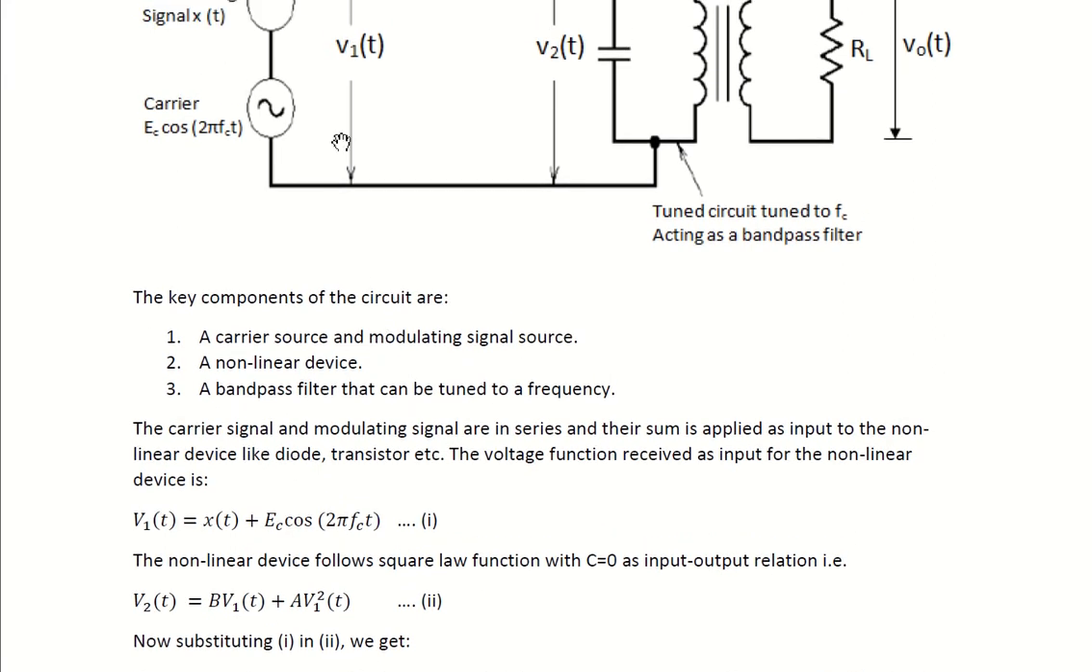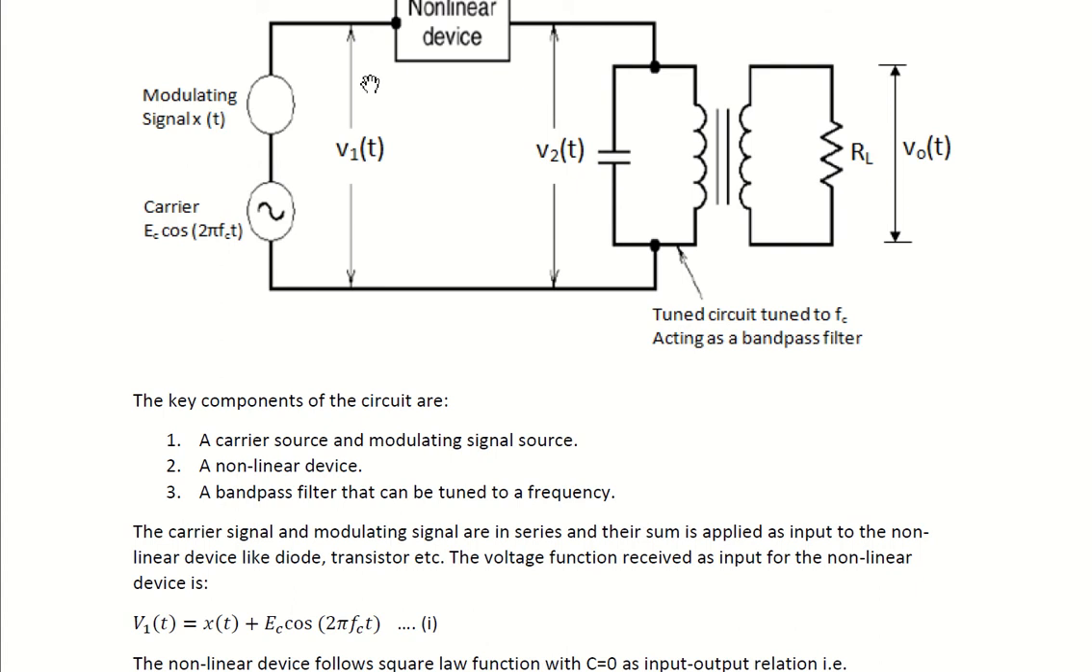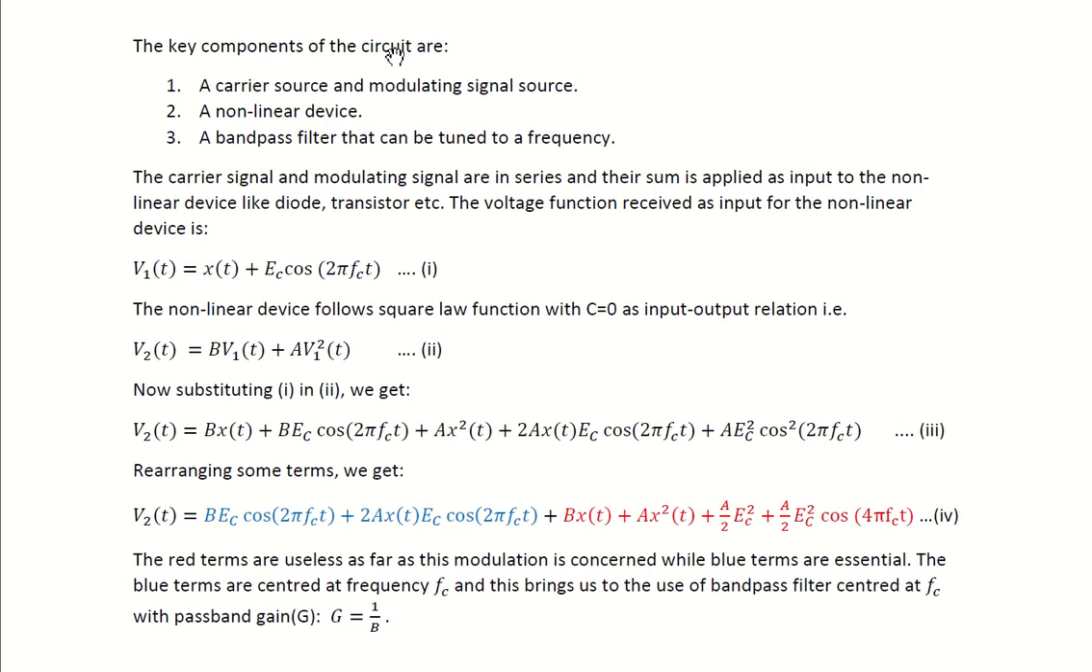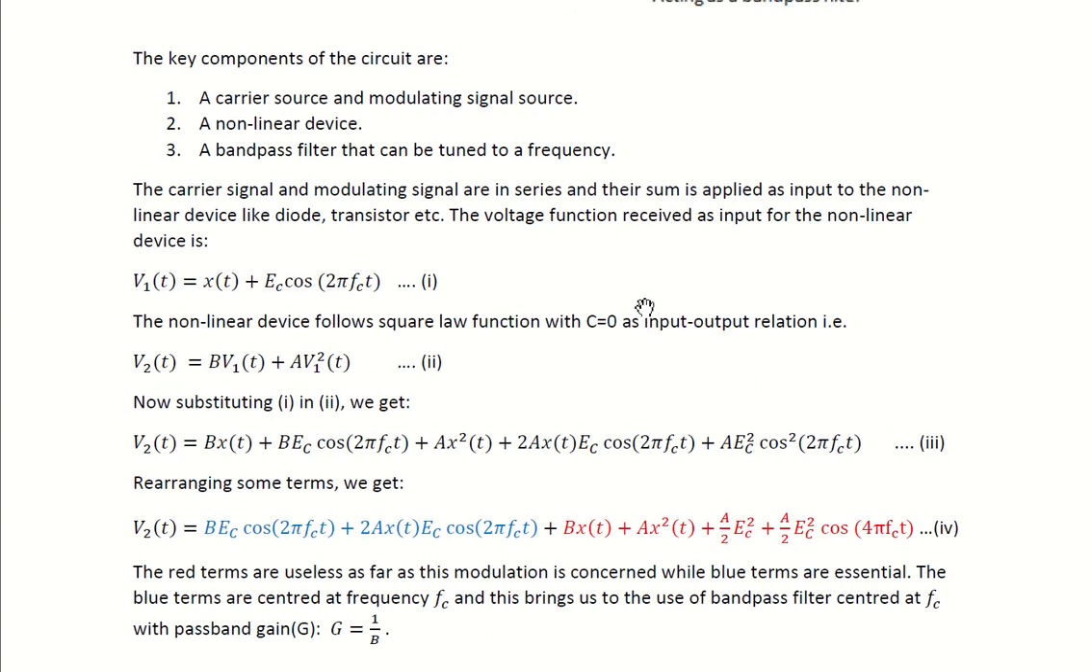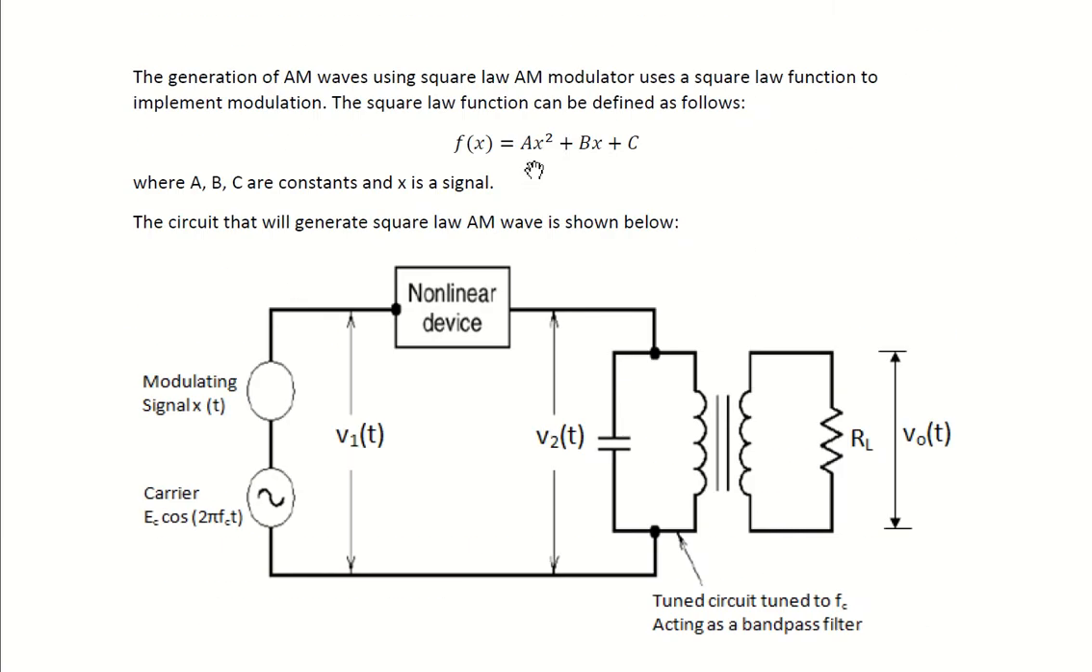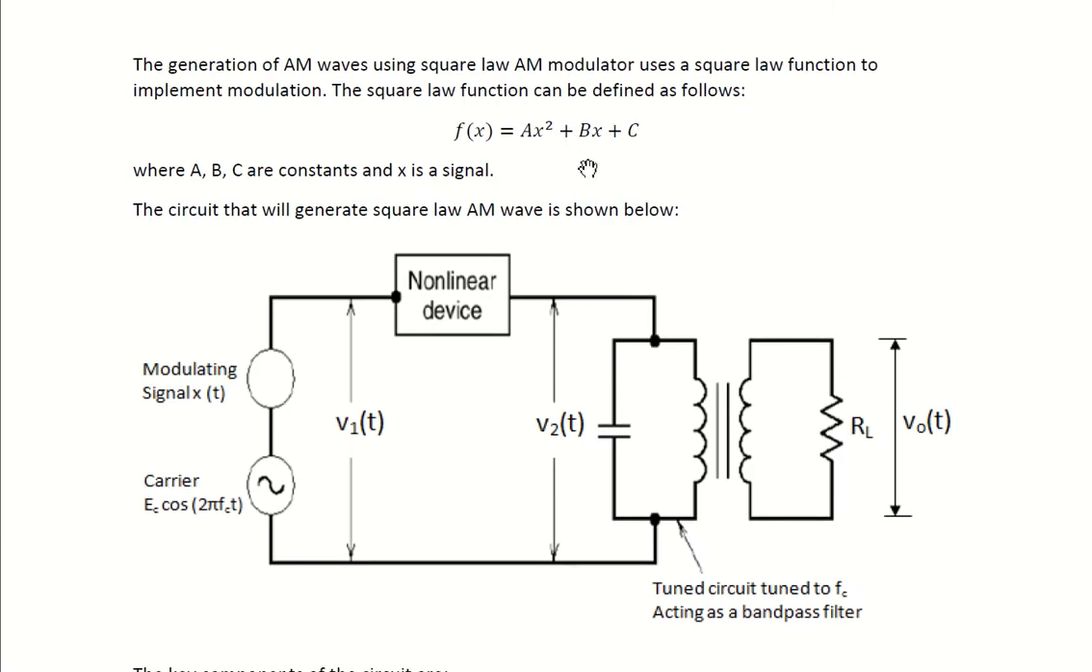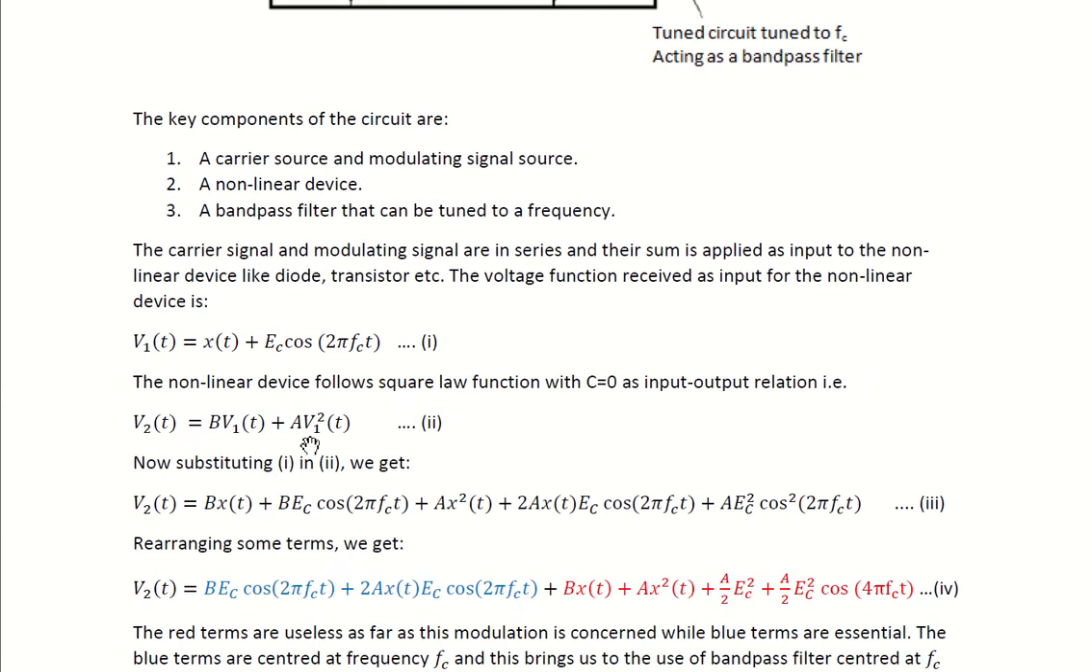So now V1, this voltage, is the input to the nonlinear device, and it's basically a sum of the modulating signal and a carrier wave signal. V2 is the output of the nonlinear device. So V1 can be written as x(t) + Ec cos 2πfct. Now V2 follows the square law function with c equals 0. So if we put c equals 0, we'd have aV1² + bV1, which has been written out here. On expansion we will get this V2.